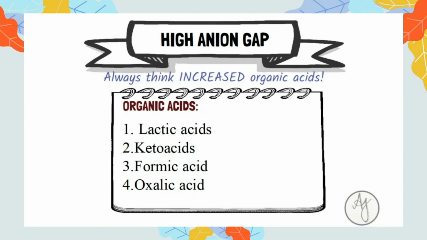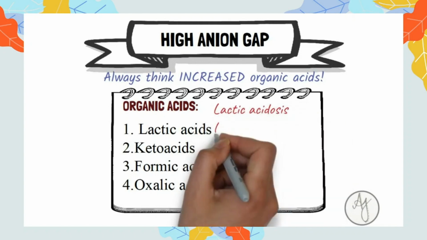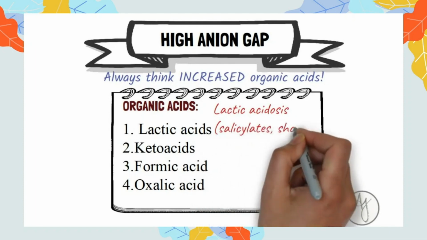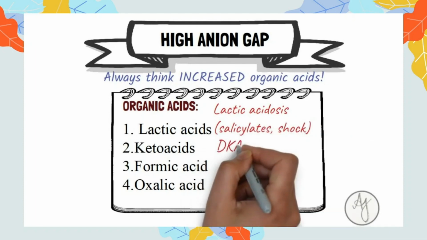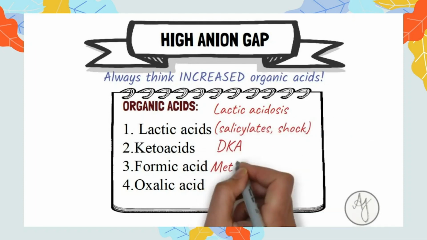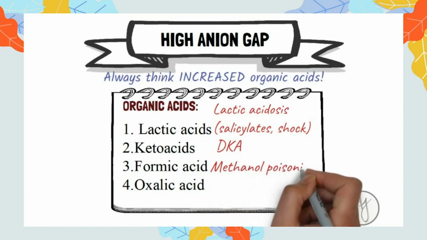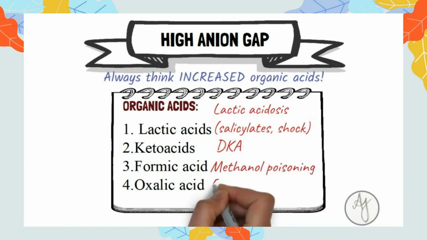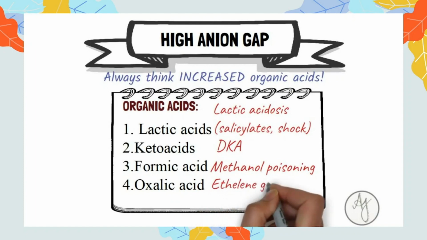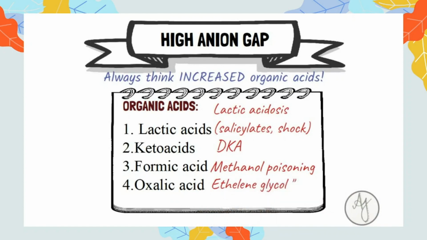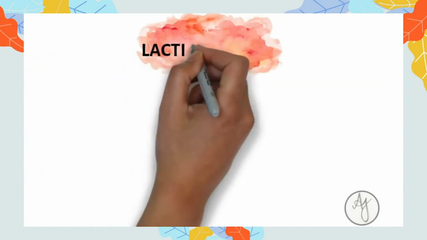Conditions in which these are increased are lactic acidosis, for example in salicylate overdose or shock, ketoacidosis in DKA, formic acid accumulation in methanol poisoning, and oxalic acid accumulation in ethylene glycol poisoning. Let's take lactic acidosis as an example.